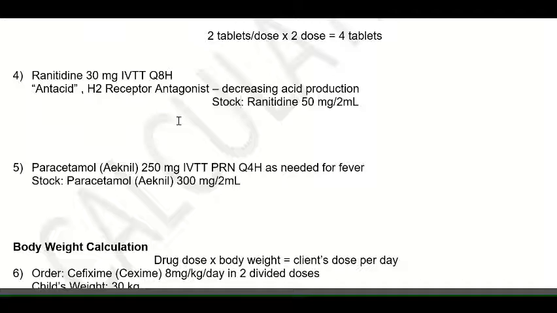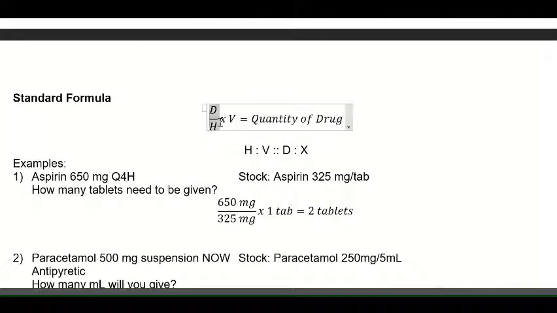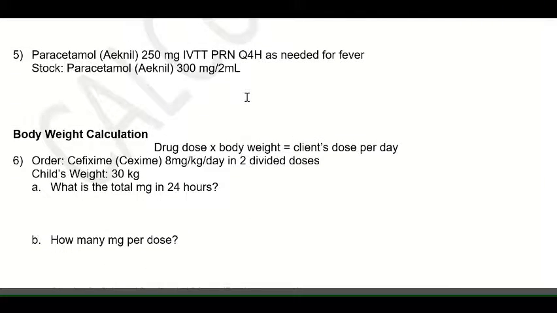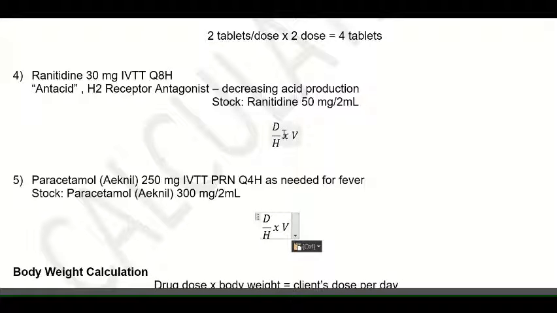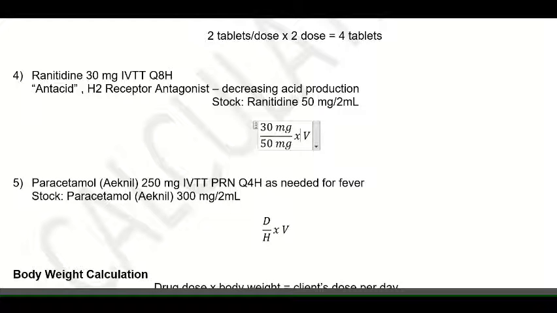Going back to our computation. Okay, let's have the formula. Let's drop the formula here. There. What's the desired? 30 milligrams. What's the stock on hand? 50 milligrams. What's the vehicle or volume? 2 ml. So let's do the little math.